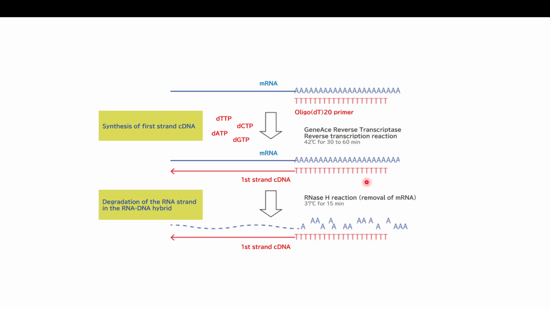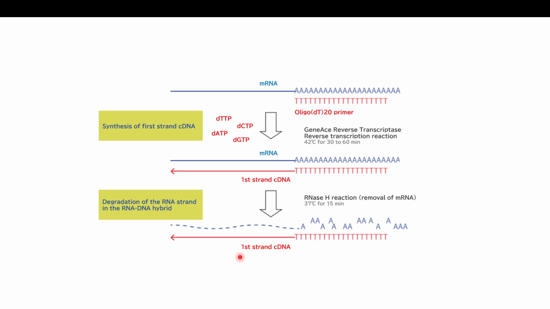So using this oligo-DT primer, it will add subsequent nucleotides from this nucleotide pool, thereby forming the very first strand of complementary DNA. Now what will happen is you add RNA degrading enzymes like RNase H, which can remove the mRNA totally. Okay. Now you have only the first strand complementary DNA.